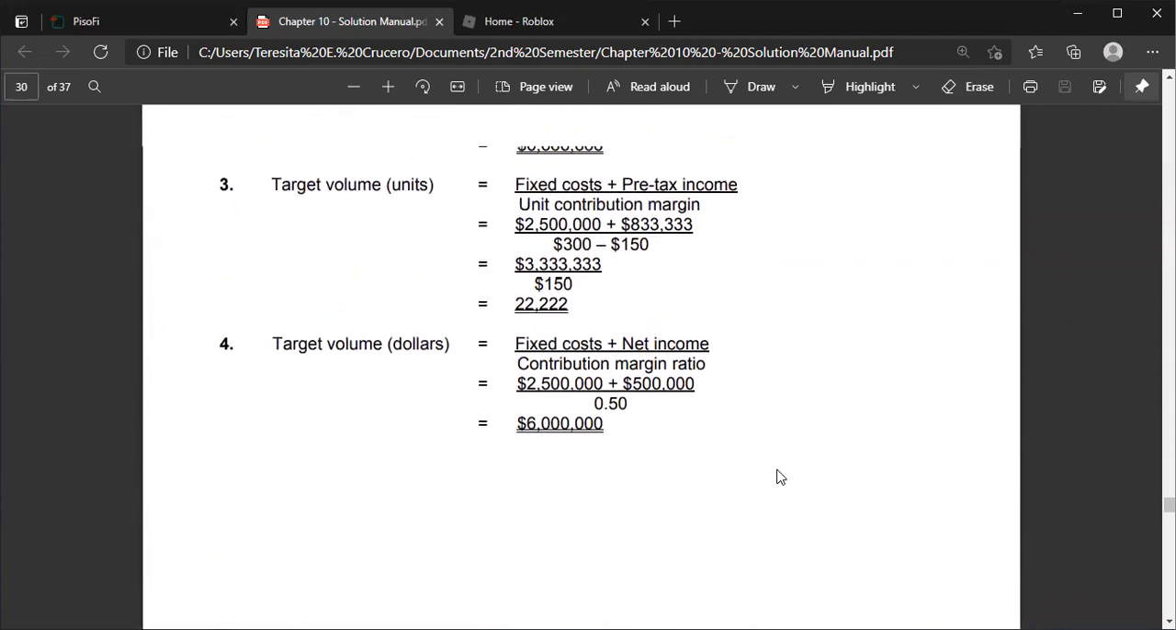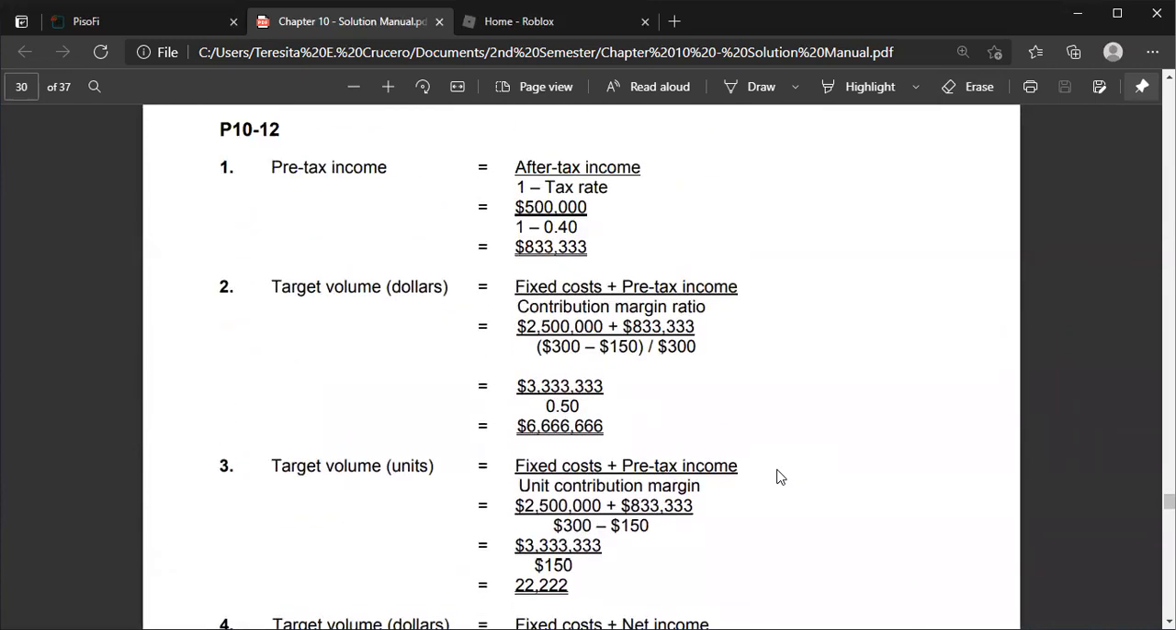Now we go to 10-12. Actually, 10-12 has 4 requirements. And the first one, what amount of pre-tax income is needed to earn an after-tax income of 500,000? So after-tax income. Pre-tax income is after-tax income divided by 1 minus the tax rate. So the after-tax income of $500,000 divided by 1 minus the tax rate of 40%. So that gives us the result, a pre-tax income of $833,333.